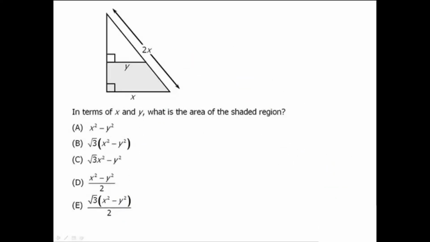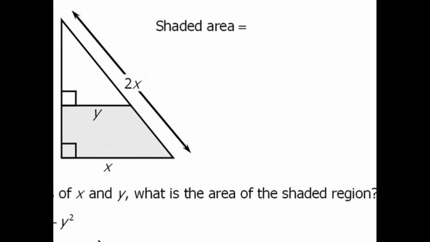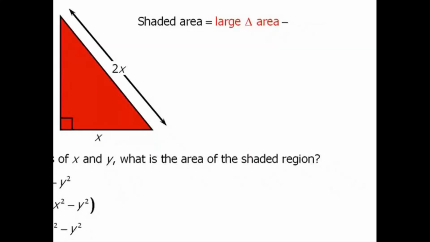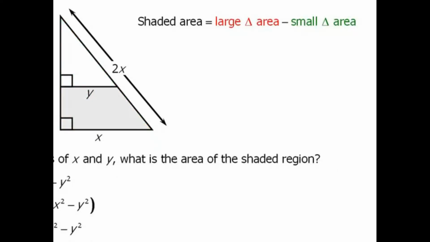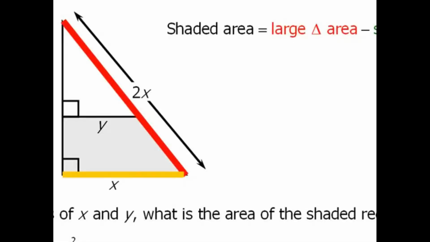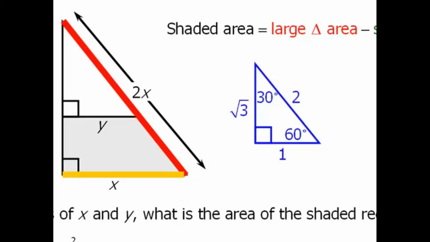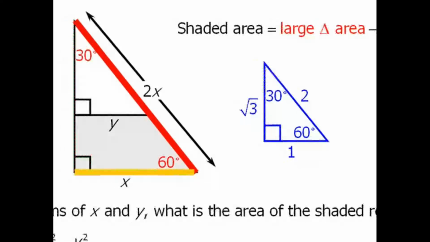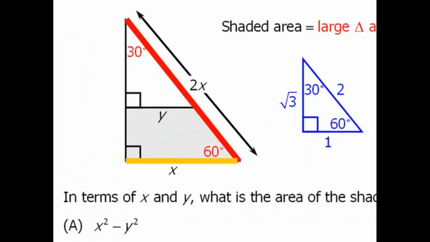To find the area of the shaded region, we're going to find the area of the large triangle and then subtract the area of the small triangle. So let's begin. First, notice that the large triangle is a right triangle. Also notice that the hypotenuse is twice as long as the base. This tells us that the large triangle is a 30, 60, 90 triangle. So we can now add our 2 angles here. We can also conclude that the third side of the large triangle has length √3 times x.